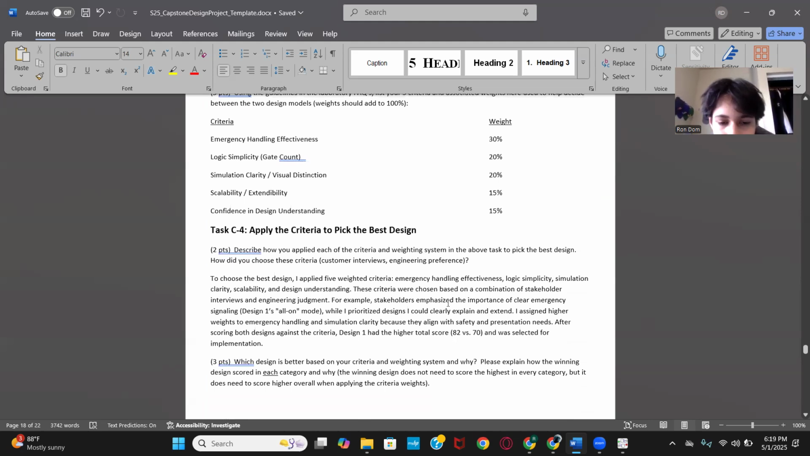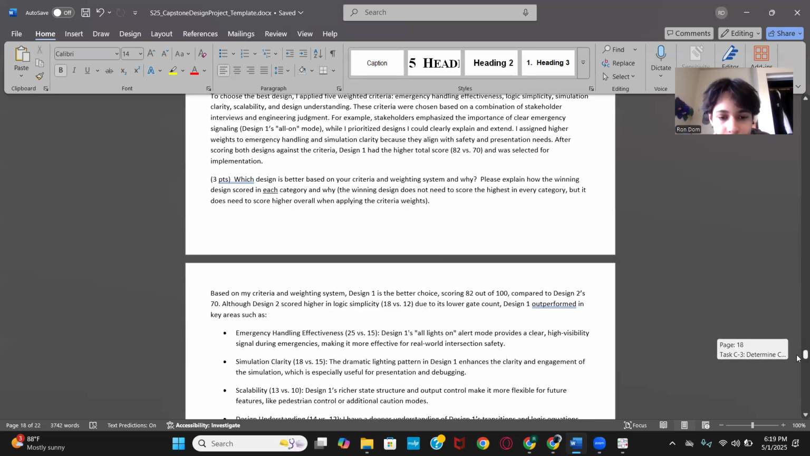These criteria were chosen based on a combination of stakeholder interviews and engineering judgment. For example, my stakeholders emphasized the importance of clear emergency signaling. So design one's all on mode would prioritize that specifically because it would make it so drivers could easily see that there was an emergency. Then I assigned higher weights to those criteria. After scoring both designs, design one had a higher score, which is my all on, all off design, 82 versus 70, meaning design one was selected for implementation.